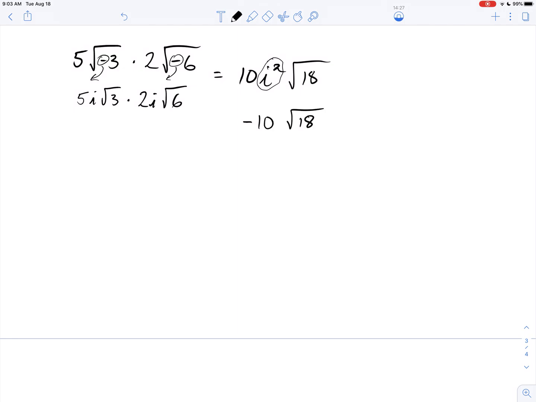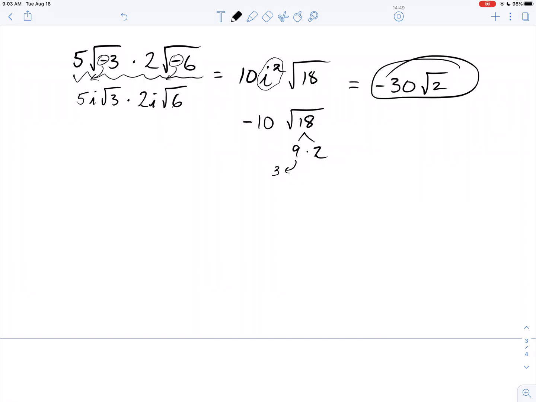But I'm still not done, because I see radical 18. And I say, well, rad 18, 9 times 2. 9's the perfect square that lives inside of that, so I'm going to pull out the 3. And I am going to say, hey, that's negative 30 rad 2. And that would be the simplified version of this original question. So what we've been talking about is simplifying stuff. You're going to run into different practice problems. I made up some practice problems for you to try. But let's move on to some adding and subtracting stuff.